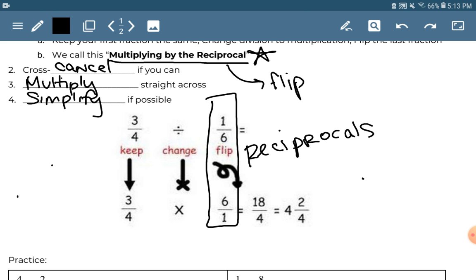From there, you could have cross-canceled, or you can multiply straight across, and that's how they got the 18/4. 3 times 6 is 18. 4 times 1 is 4. And finally, you need to simplify. 4 can go into 18 4 times. That's where the whole number comes from. 4 times 4 is 16. So what you have left over, or when you subtract, is 2/4, which we know simplifies to 4 1/2. That would be your answer in simplest form.